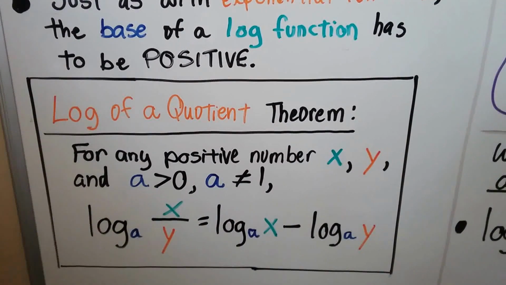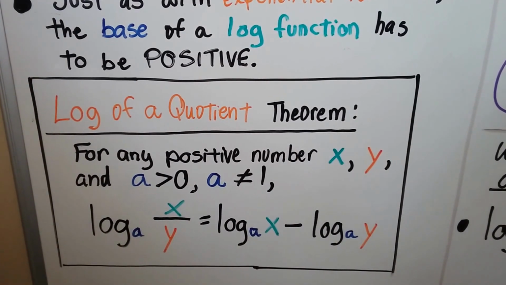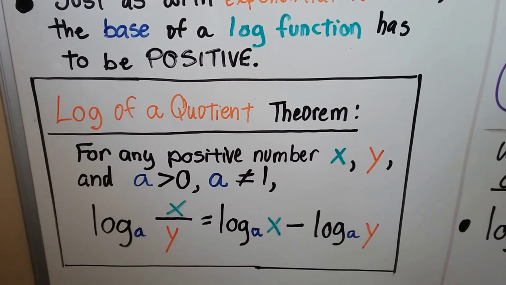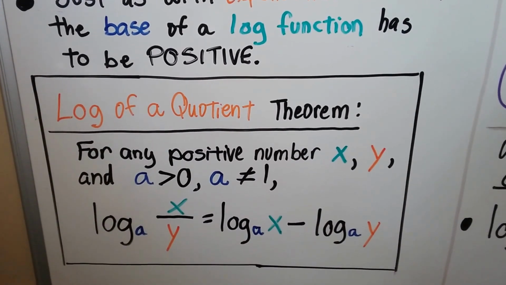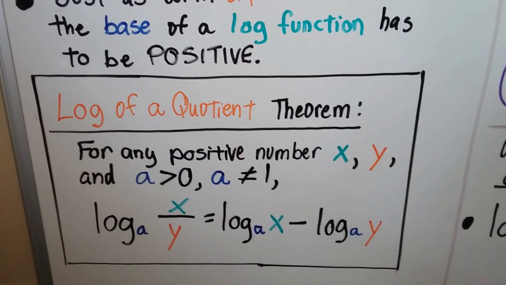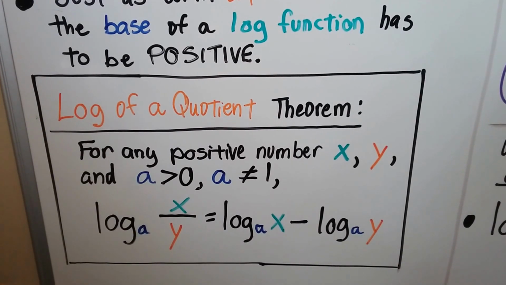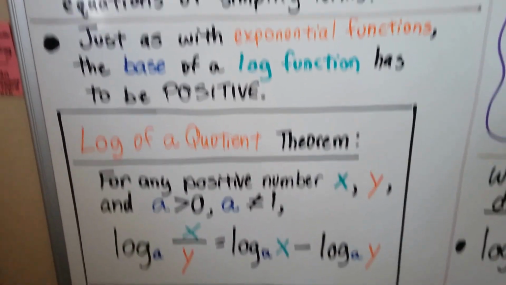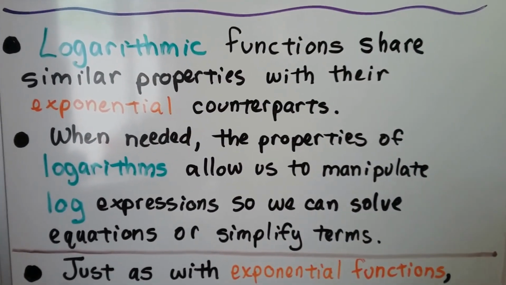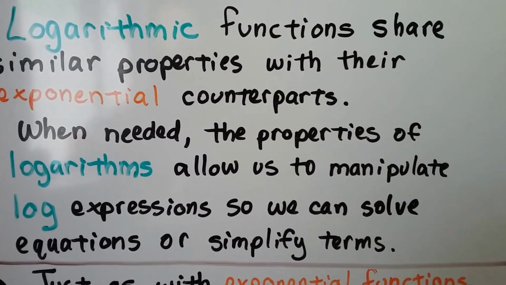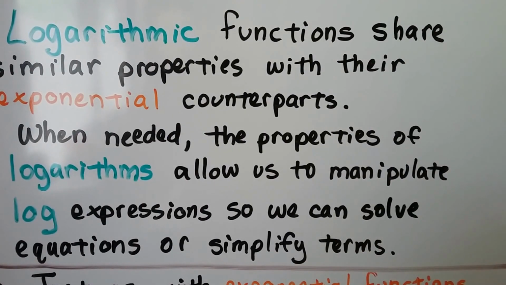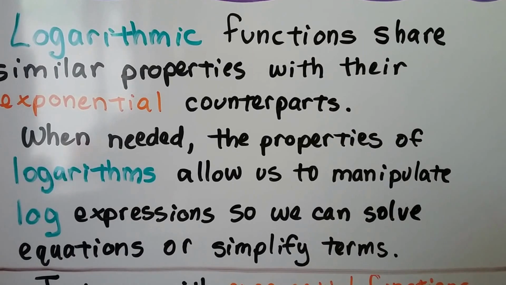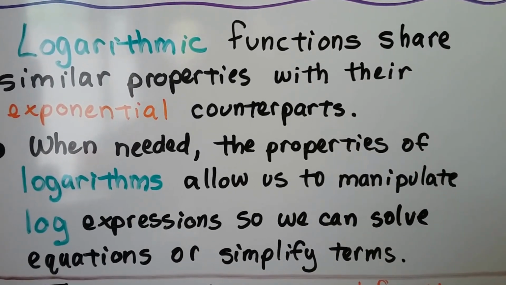It's the log of a quotient for any positive numbers x, y, and that base a is greater than 0 and it doesn't equal 1. Log base a of the quotient of x and y is going to equal its difference, log base a of x minus log base a of y. Logarithmic functions share similar properties with their exponential counterparts. When needed, the properties of logarithms allow us to manipulate log expressions so we can solve equations or simplify terms.